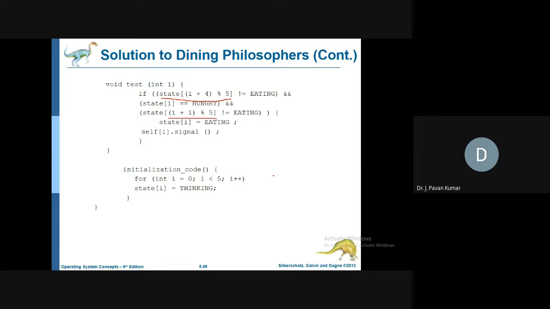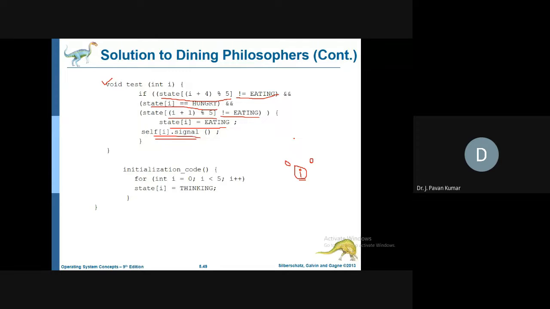Next, the state of I plus 1. Suppose I is the philosopher, then I plus 1 is nothing but the beside one, the right side one, and I plus 4 is the left side one. If both are not eating, try to understand, if both are not eating and he is hungry, this I philosopher is hungry, state of I is hungry, and state of I plus 1 mod 5 is not equal to eating, and state of I plus 4 mod 5 is not equal to eating, then he is able to eat. So state of I is eating. This is what we will do in test.